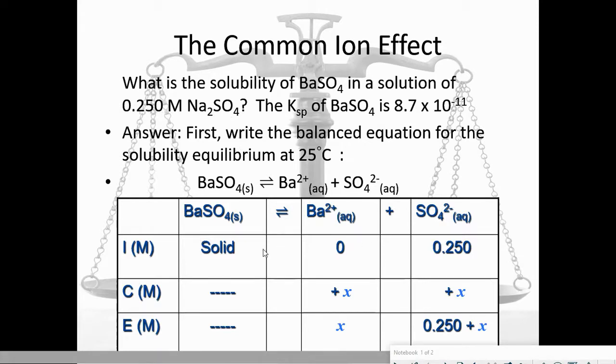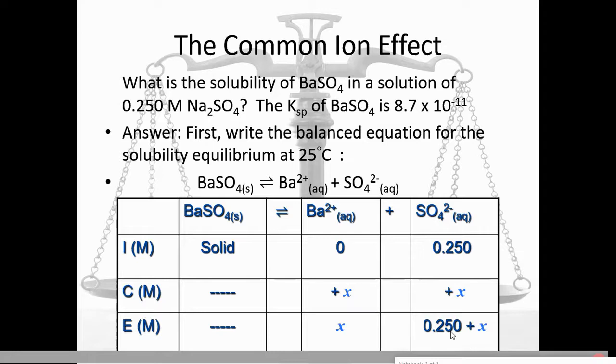Therefore, the concentration of sodium sulfate and sulfate ion will be identical. Here we have our ICE table, and we have solid on the left-hand side and no numbers because a solid does not have concentration. Barium ion, 0. Sodium sulfate does not contain any barium ion. Sulfate ion, 0.250. Okay, so we went through that. The change in concentration, plus x, because there's a coefficient of 1 there, and plus x, because there's a coefficient of 1 there. That gives us an equilibrium concentration of x and 0.250 plus x.